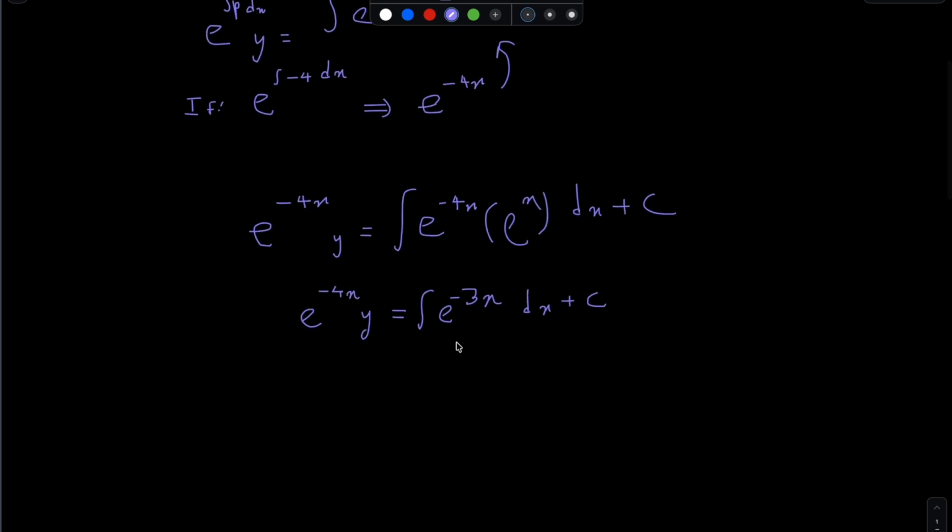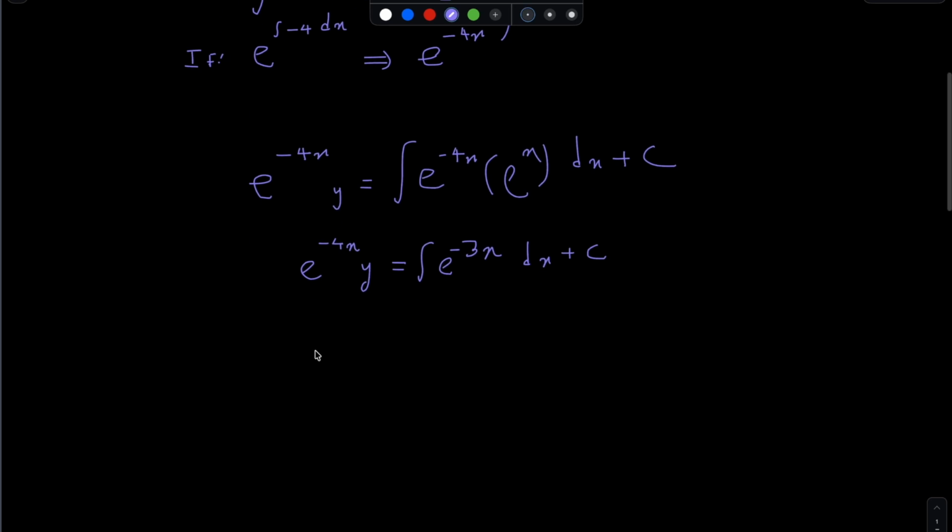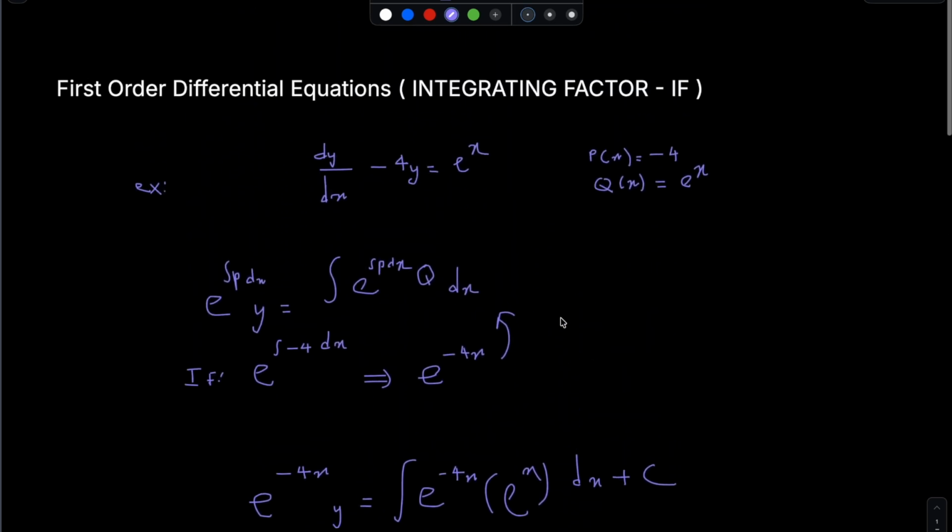Therefore, by a simple integration, we can eventually come to a general solution where we will have e to the power -4x times y equals -1/3 e to the power -3x plus c. And this will be the general solution for the differential equation.